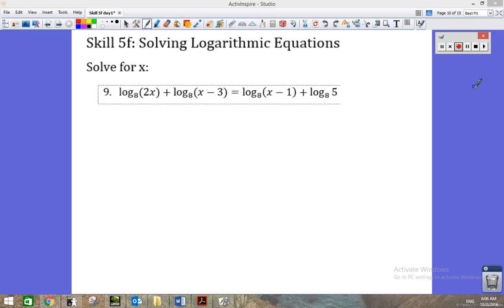We're taking a look at skill packet 5, exponential and logarithmic functions, and here in 5F we're looking at log equations, and using properties of logarithms in order to solve these.